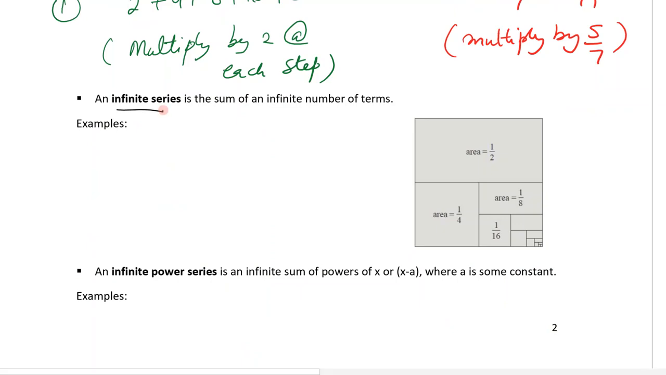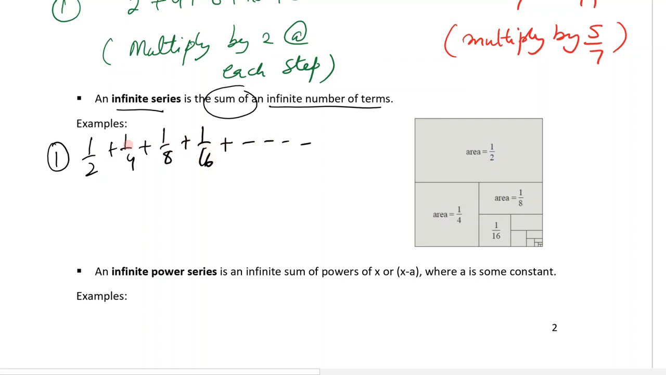Next, we have infinite series. As the name suggests, it's the sum of an infinite number of terms. For example, if we have 1/2 plus 1/4 plus 1/8 plus 1/16, and we keep on going and never stop, what is this sum? Based on this geometric shape, you can see that 1/2 plus 1/4, 1/8, 1/16, and you keep on going infinitely. The sum of all these terms is going to be equal to 1 in the end.